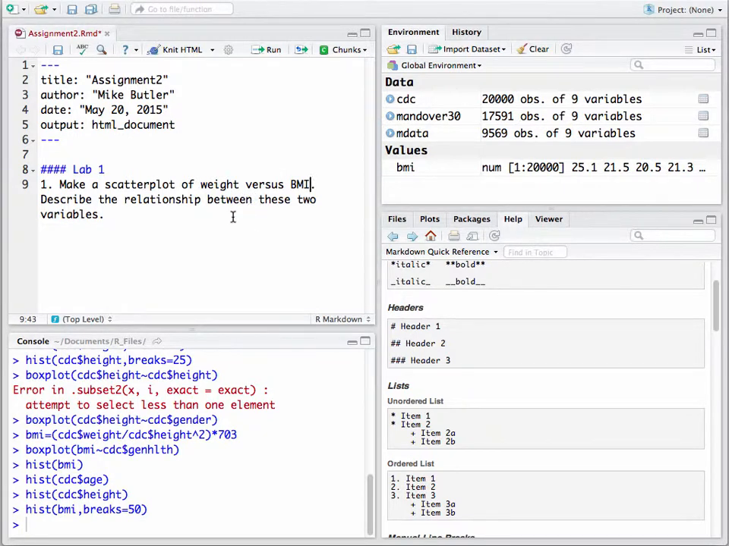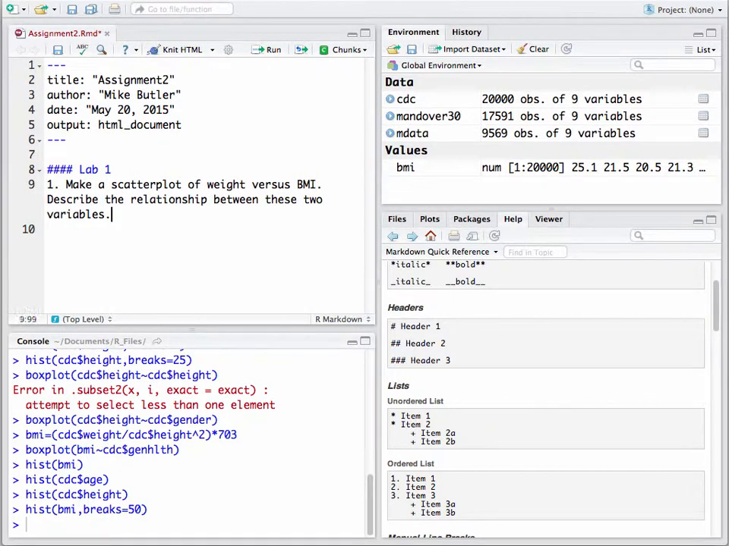So we want to make a scatter plot of weight versus BMI. So that's what we're going to start off with. So we're going to change that since we just created the BMI variable. So now we're going to come down.